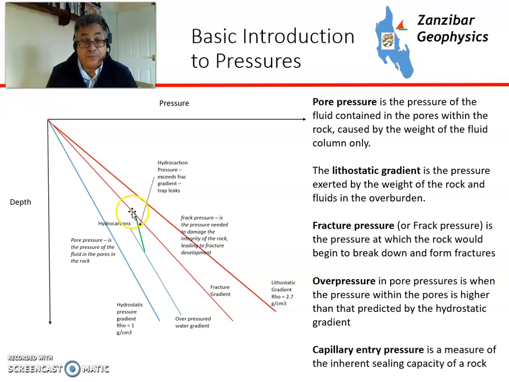Obviously you need quite a lot of information to be able to predict this successfully, because you need all this data from real wells, which is why it's so hard in frontier areas. But even in mature areas, sometimes you get it wrong.